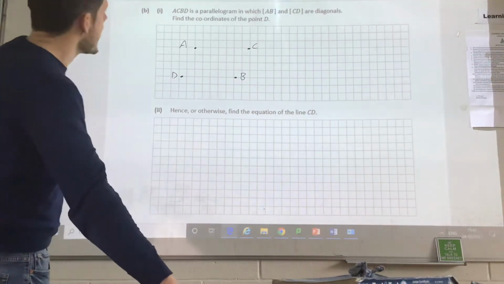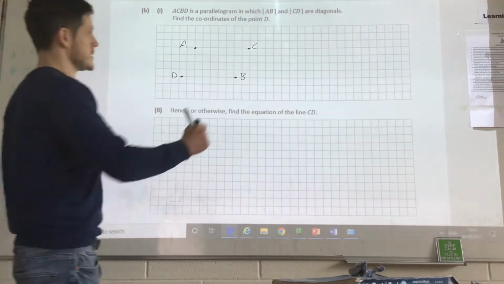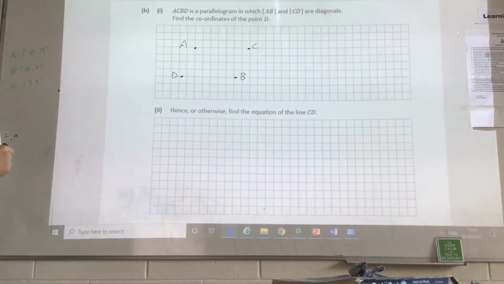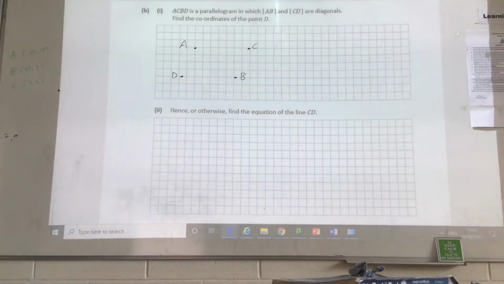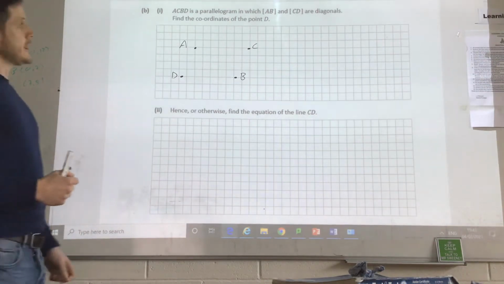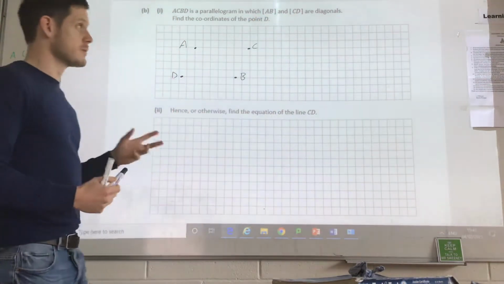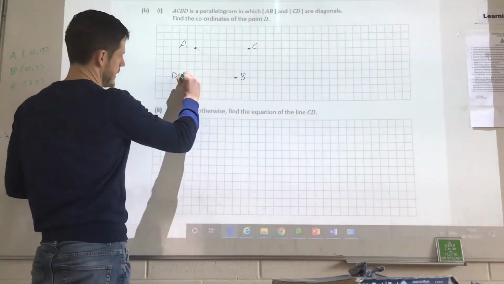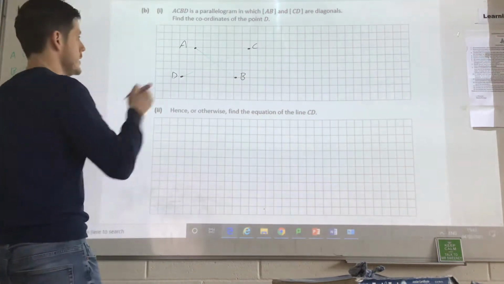So this says that ACBD is a parallelogram in which AB and CD are diagonals. So these are two lines, the lines AB and CD. Find the coordinates of the point D. The coordinates of A, C and B were all figured out in the previous parts of the question. So we're going to draw a parallelogram like this. How I know where to put my points is it says that AB and CD are diagonals. So it's quite a tough question, but I know that these two and these two are diagonals. So my parallelogram looks like this.